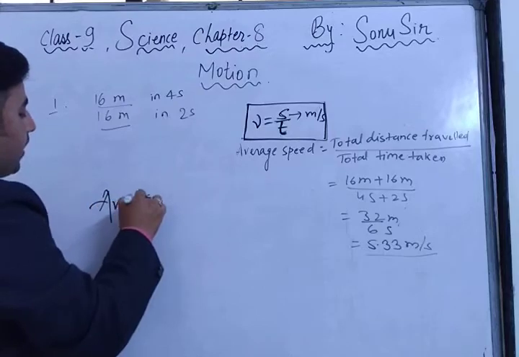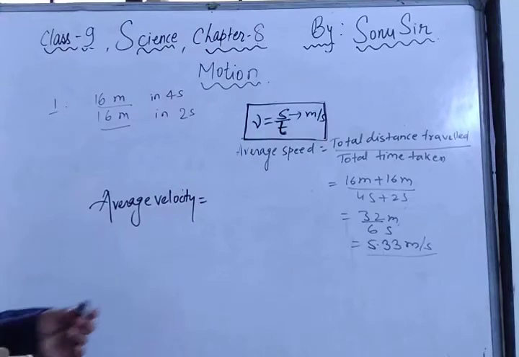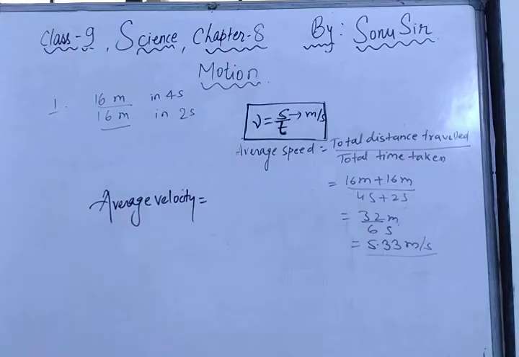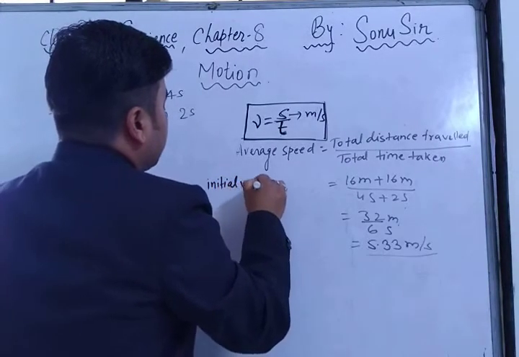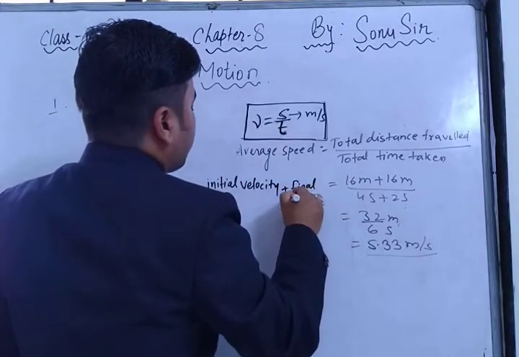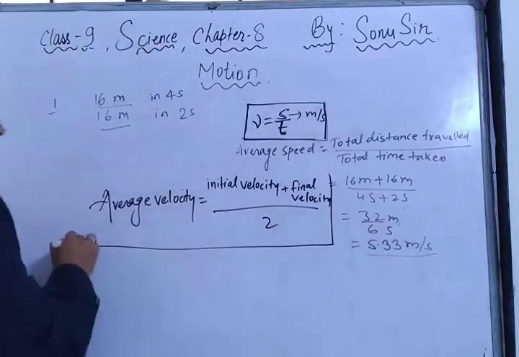Average velocity is equal to, as we have written here for total distance traveled, here we have to just divide this into two parts. We have to write initial velocity plus final velocity by 2. So here we can write initial velocity plus final velocity upon 2. So this is the formula of average velocity.